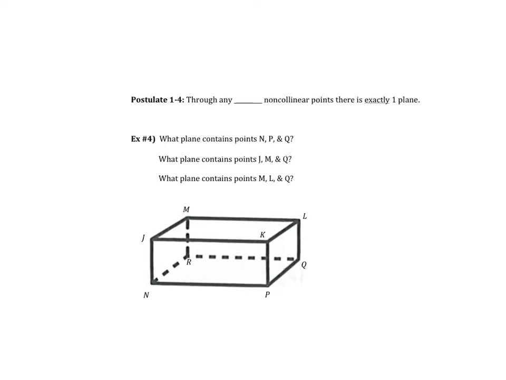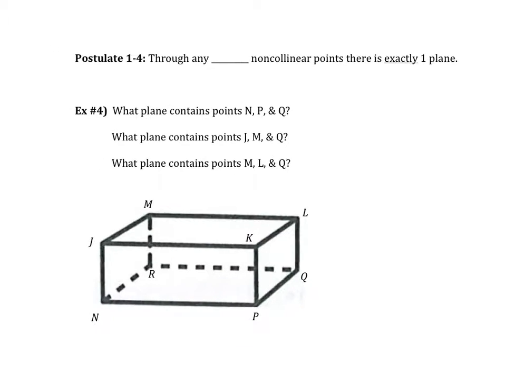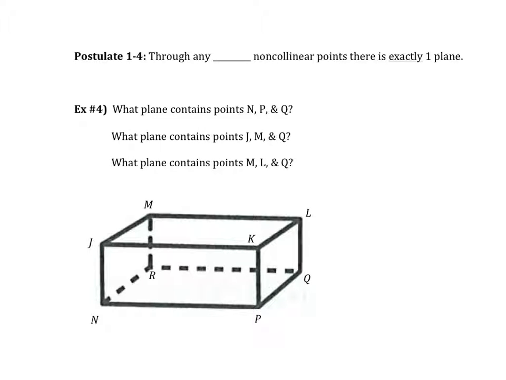All right, so this is my favorite one. I don't know why, I just like it. Postulate 1-4 says through any 3 non-collinear points, there's exactly one plane. Do you know what non-collinear means? Not on the same line, right? Because collinear means they're on the same line. So non-collinear, they're not on the same line.